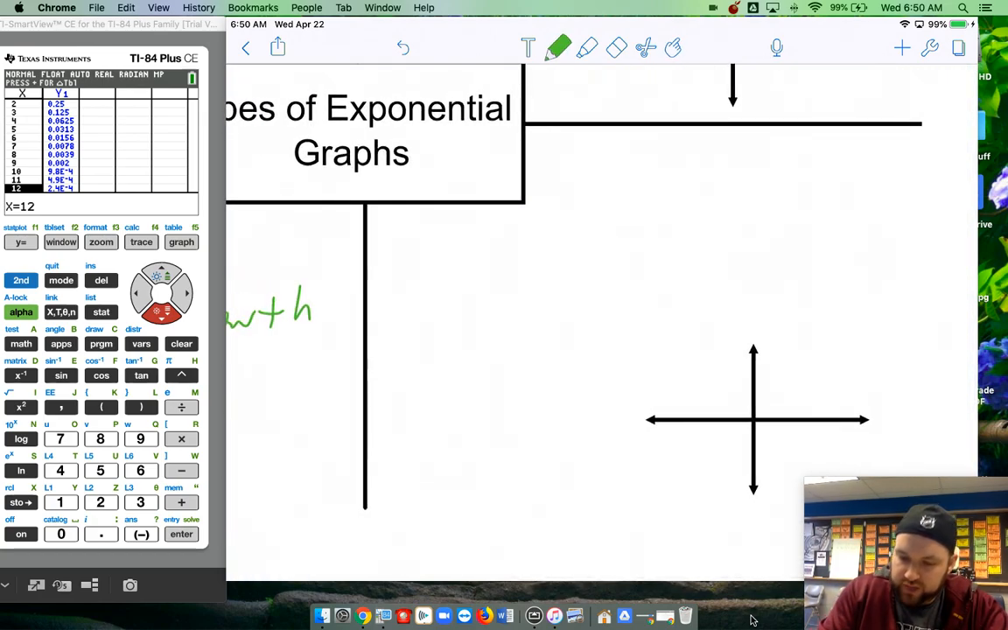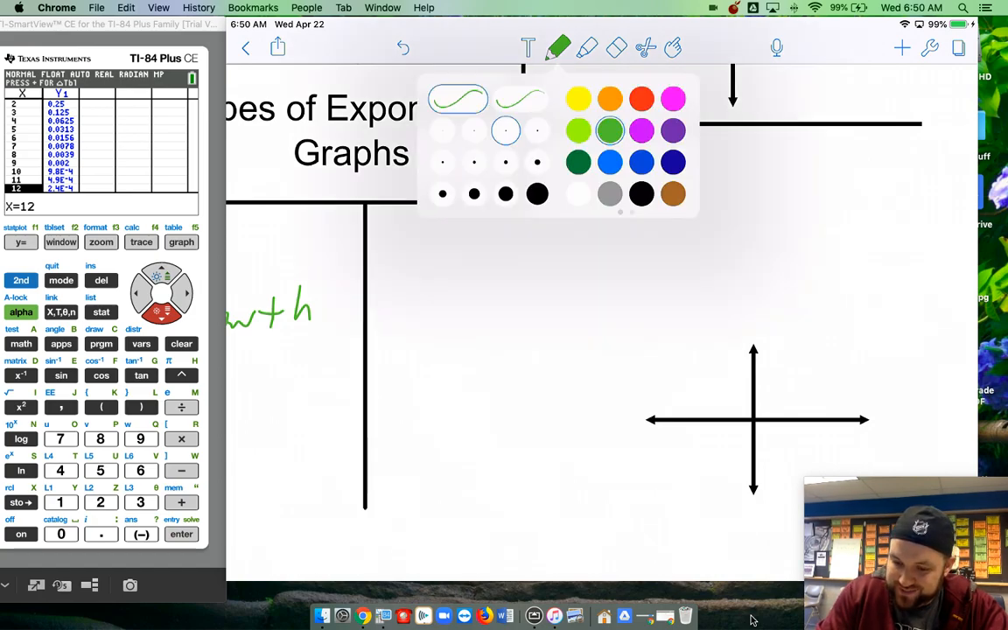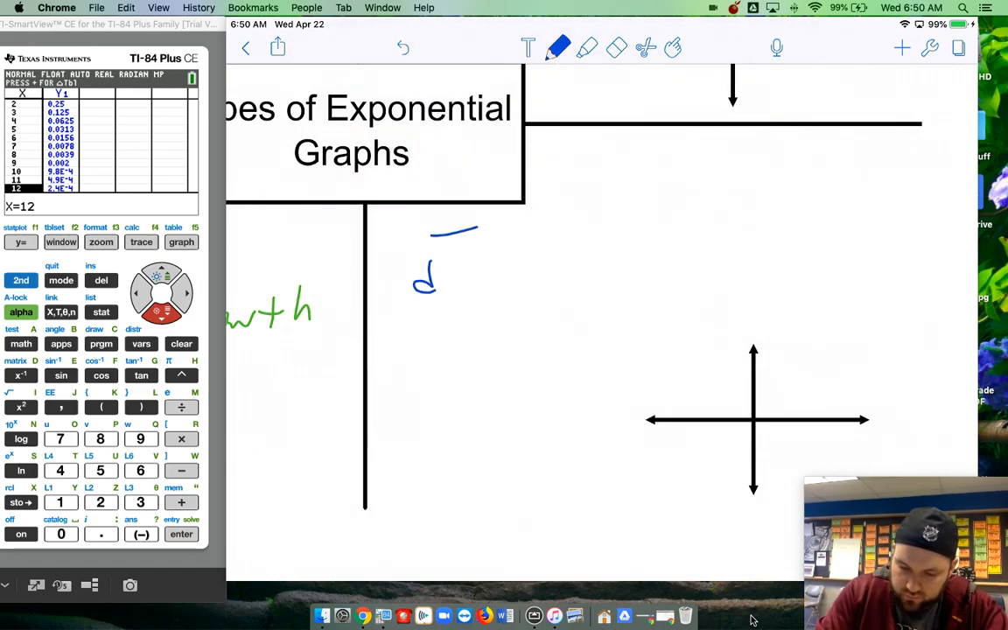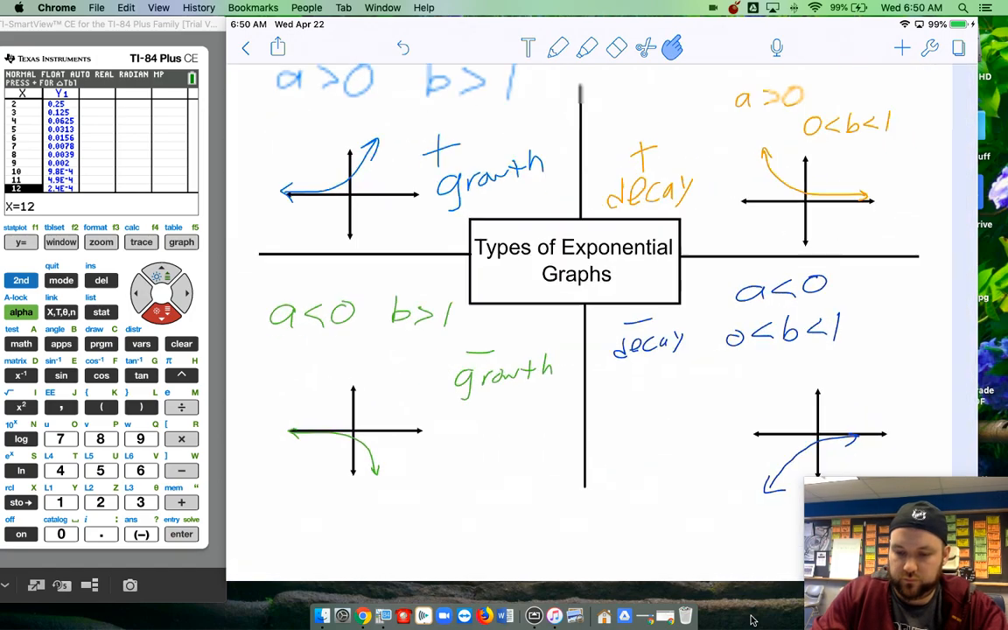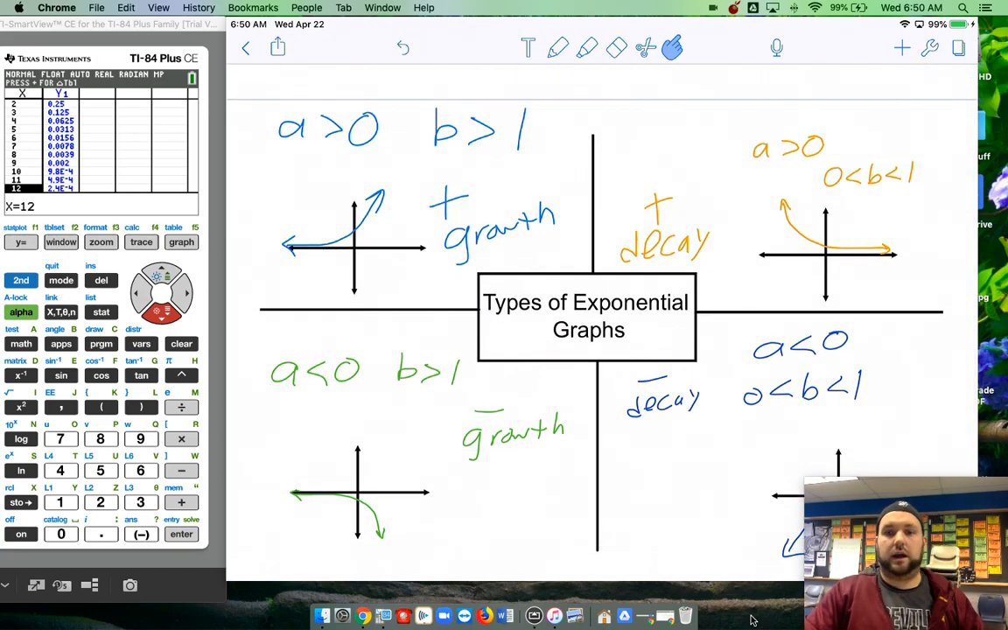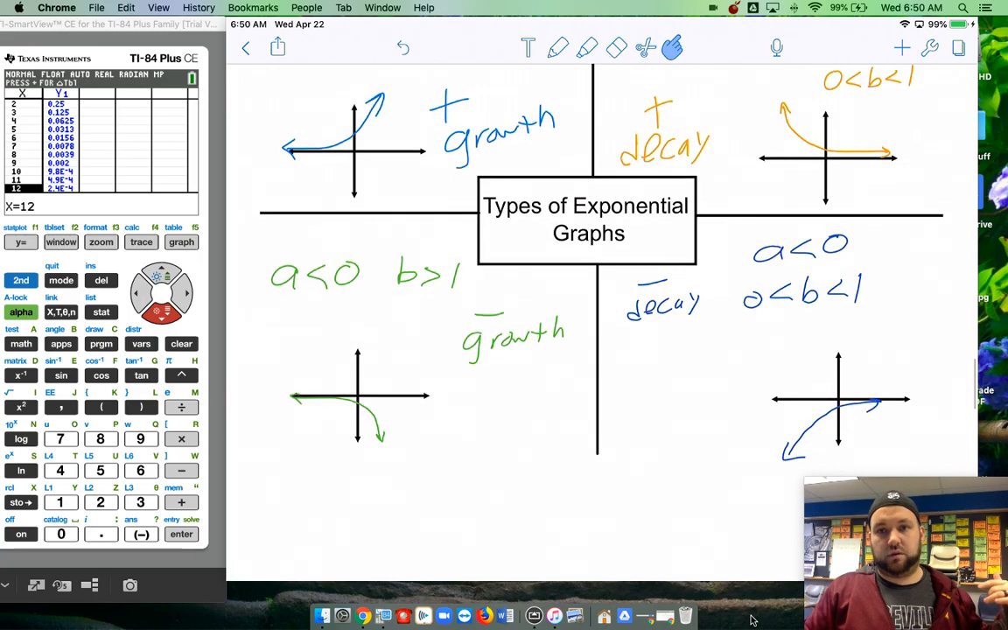And our fourth and final graph that we have is negative decay. So this is where on the negative side we have a decay graph, meaning it's getting closer to 0. This occurs when we have a negative start value, but B is between 0 and 1. Okay, so those are the 4 different types of graphs that we have.